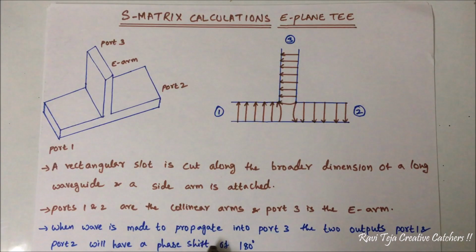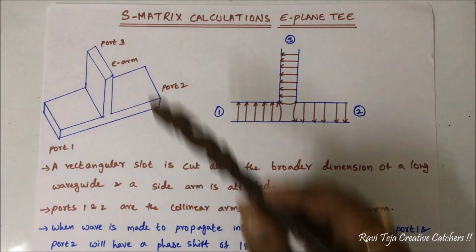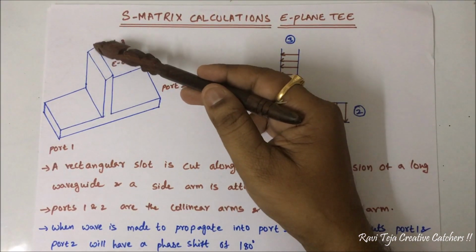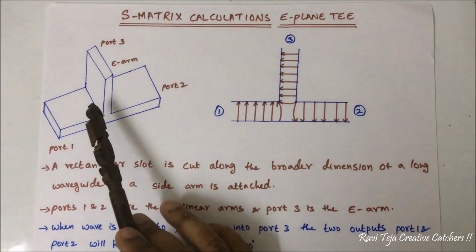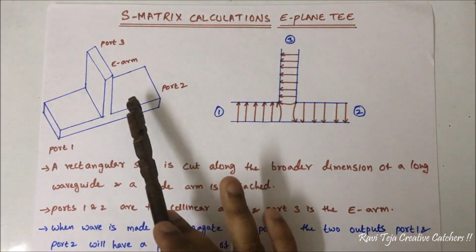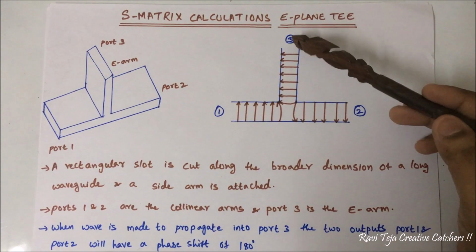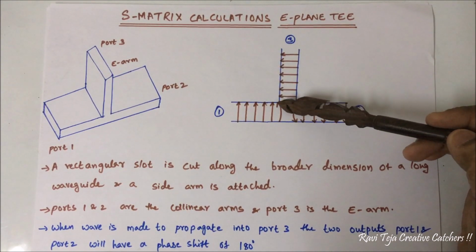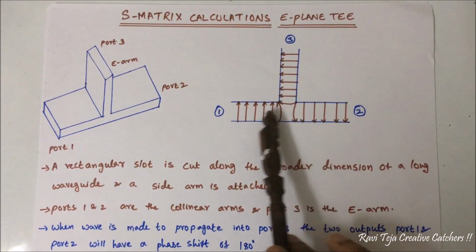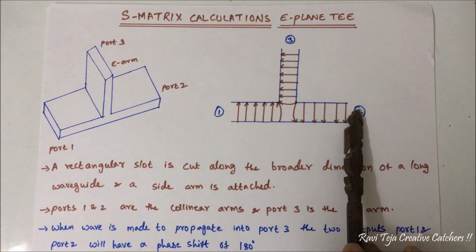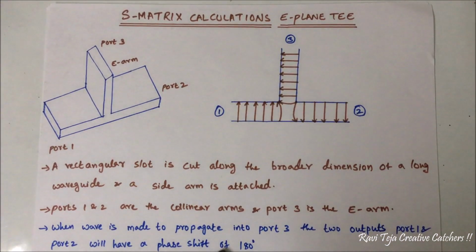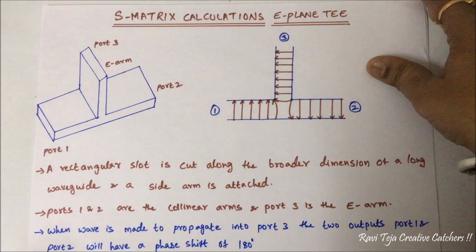When a wave is made to propagate into port 3, the two outputs, port 1 and port 2, will have a phase shift of 180 degrees. Whenever the signal is propagating through port 3, the signal will come out from port 1 as well as port 2, with 180 degrees of phase shift as you see here. The signal will propagate like this and come out from port 1 and port 2 with 180 degrees of phase shift.